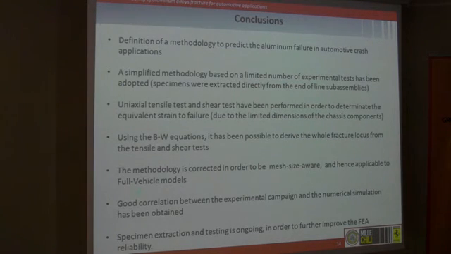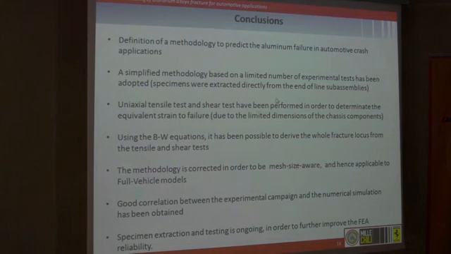Conclusion: we defined a methodology to predict aluminium failure in automotive crash applications. Uniaxial tensile tests and shear tests have been performed in order to determine the equivalent strain to failure, due to the limited dimension of the chassis components. Using a Bao-Wierzbicki equation, it's been possible to derive the fracture locus from the tensile and shear tests, and a good correlation between the experimental campaign and numerical simulation has been obtained.